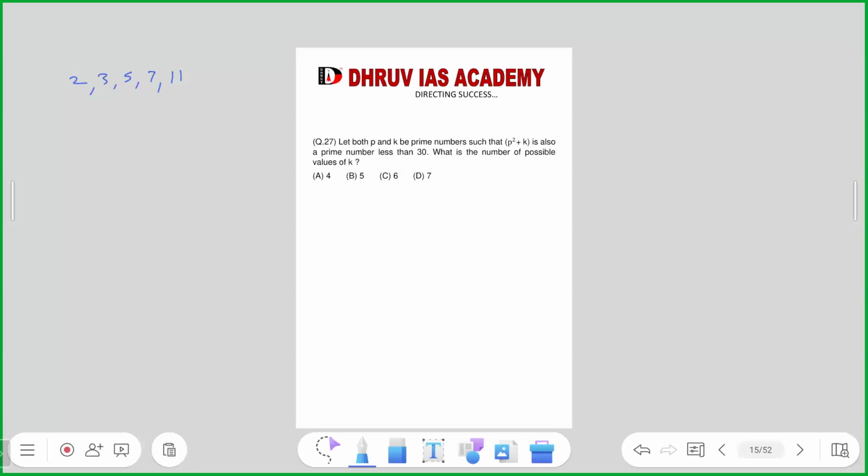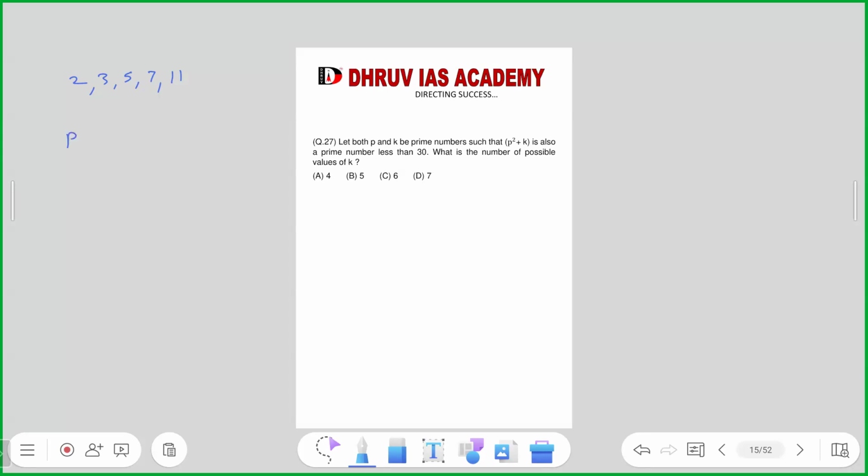Okay, p square. Now you just see p square. If you take p as 7, 7 square, 49 itself is greater than 30. So we cannot have that value of p. The maximum value of p we can restrict is up to 5 only. So now see, we will just try with different values of p, k, and p square plus k. Again, p square plus k should be less than 30.